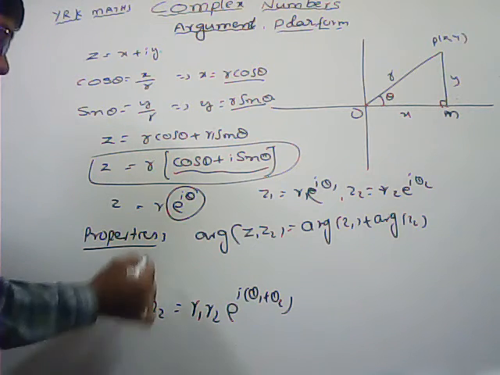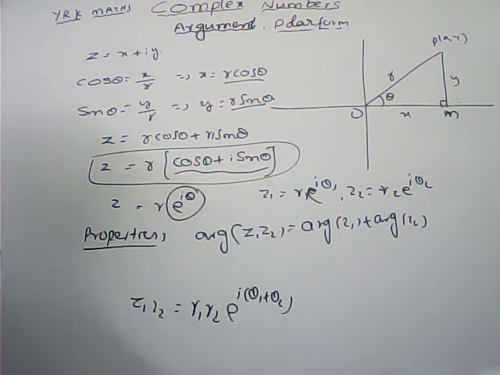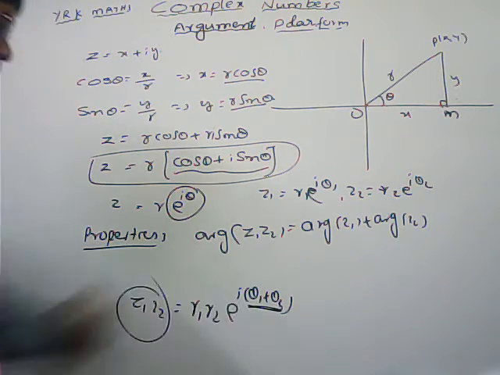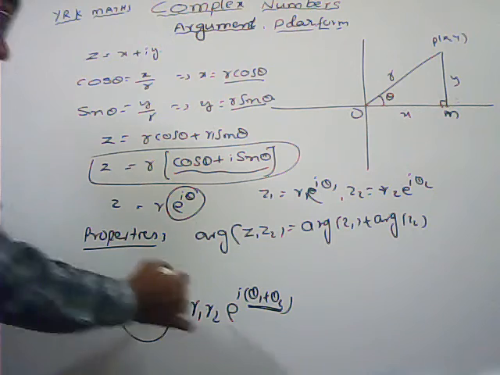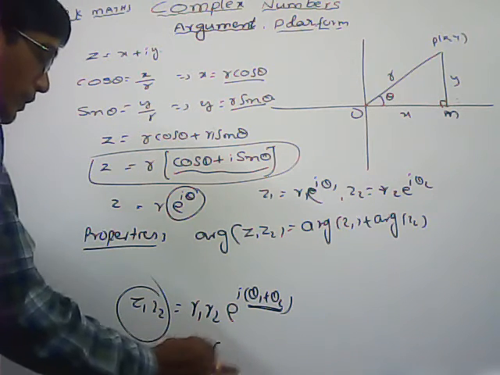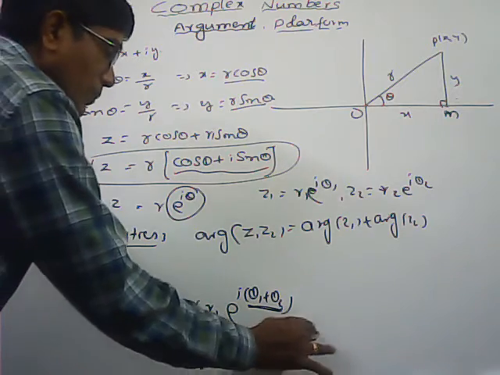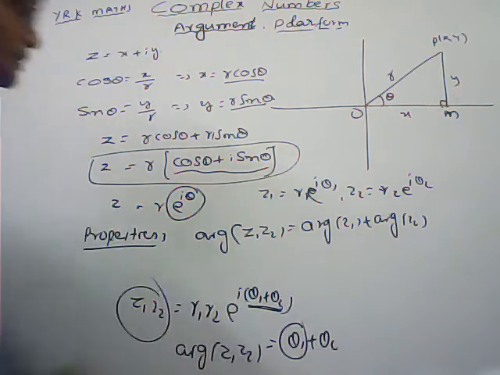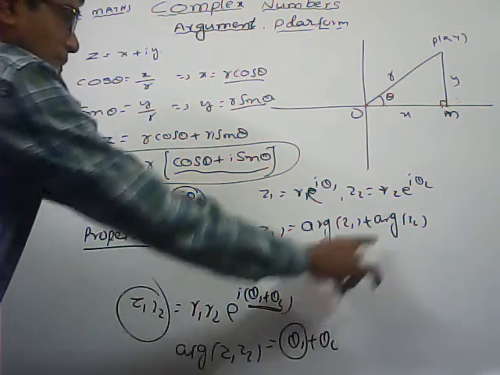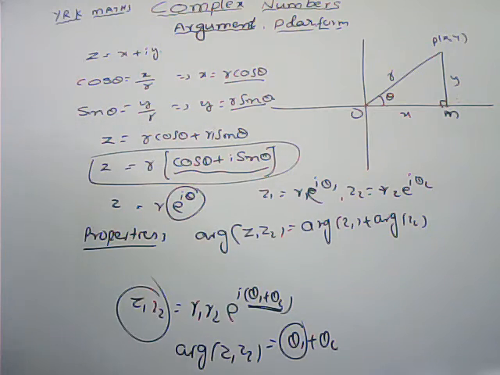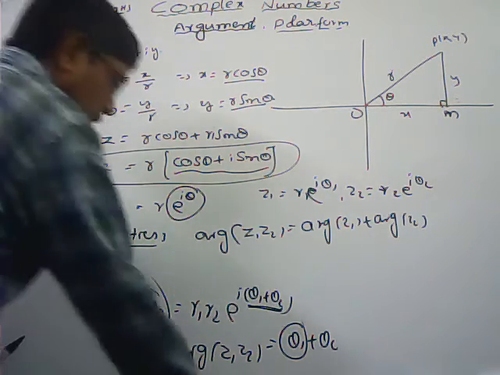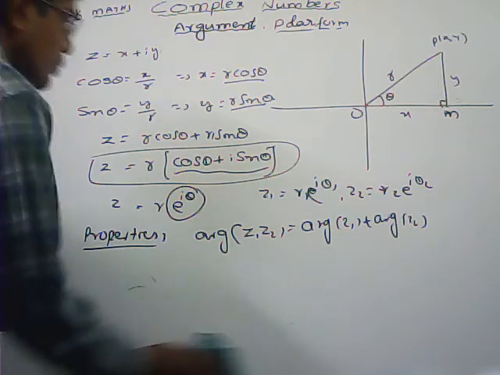So what is the argument of Z1 into Z2? Here also we got one complex number. The argument of the complex number Z1 into Z2 is theta 1 plus theta 2. Here theta 1 is the argument of Z1 plus theta 2, the argument of Z2. So argument of Z1 into Z2 is equal to argument of Z1 plus argument of Z2.